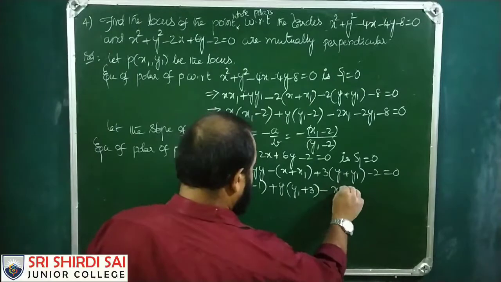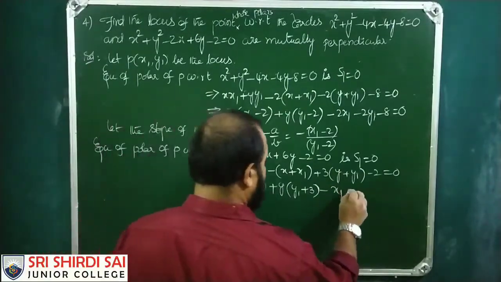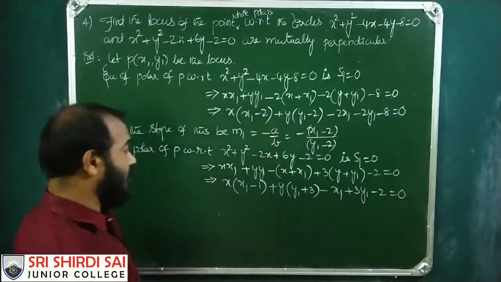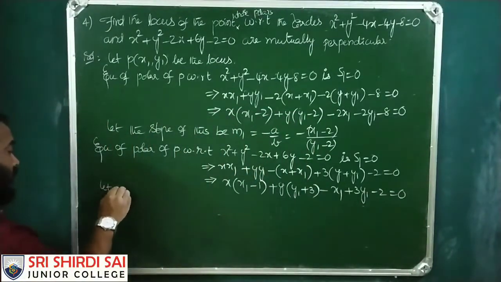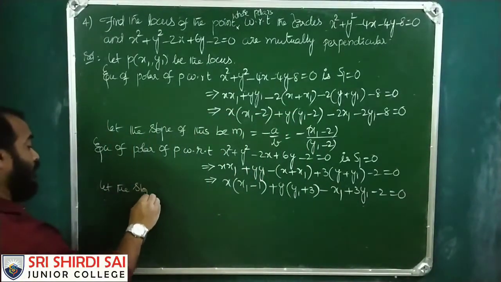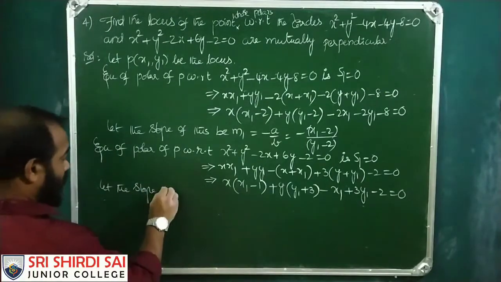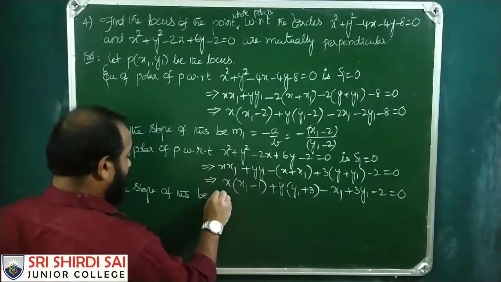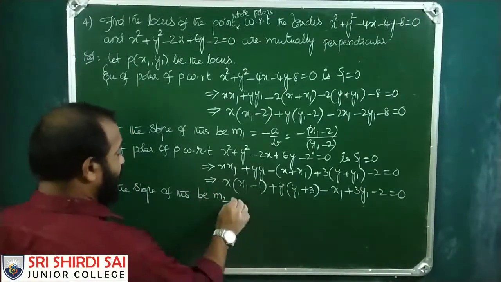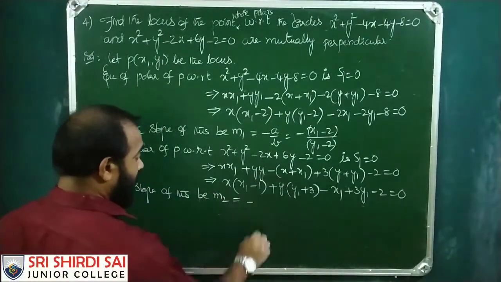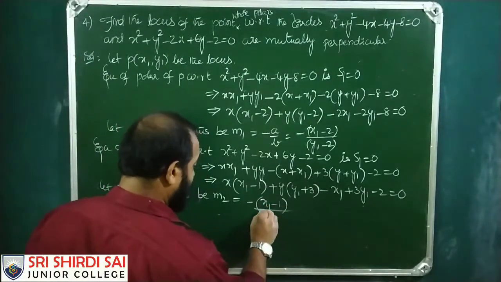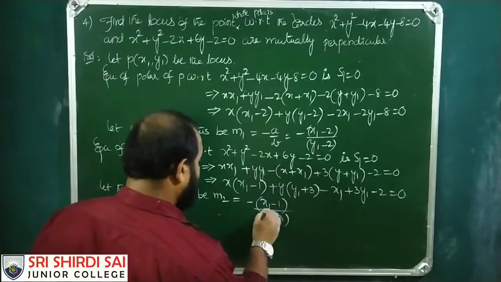minus x1 plus 3y1 minus 2 equals 0. Let the slope of this be m2. So what is m2? Minus of (x1 minus 1) by (y1 plus 3).